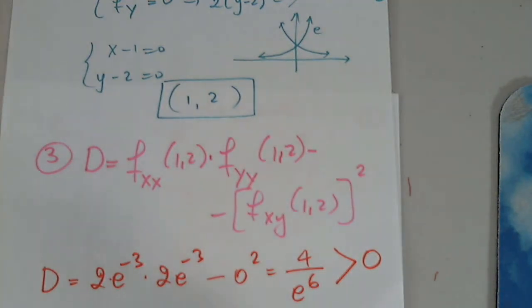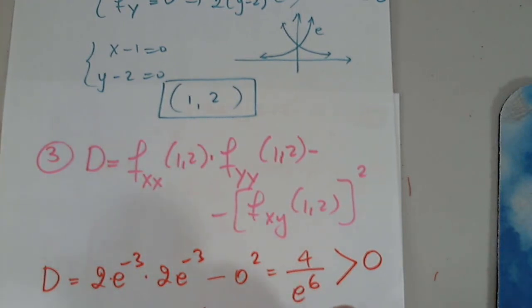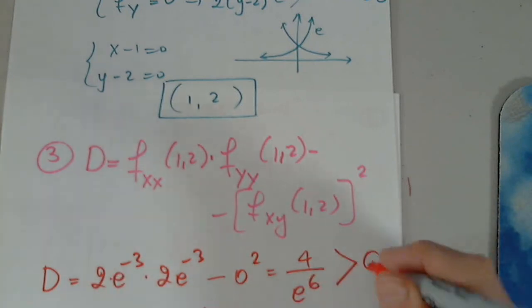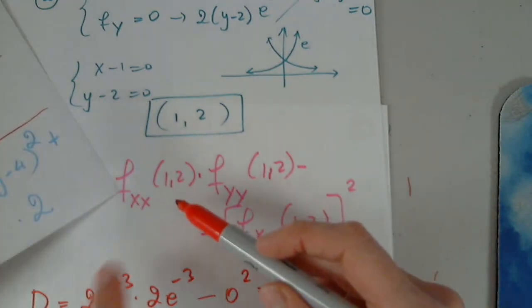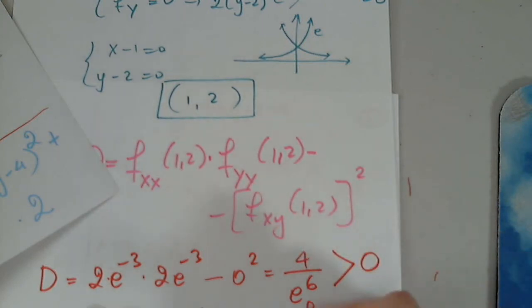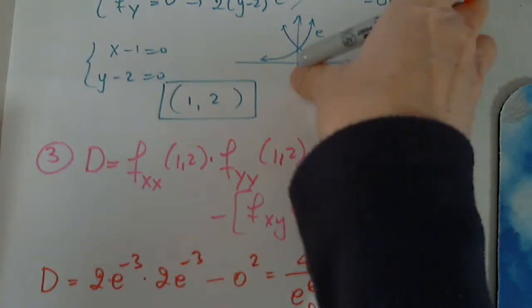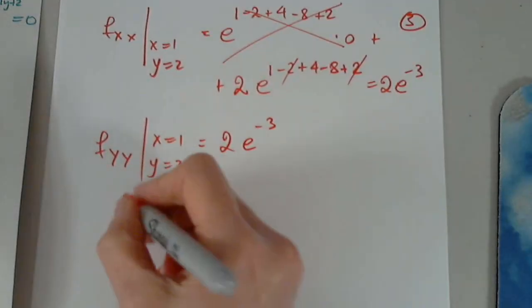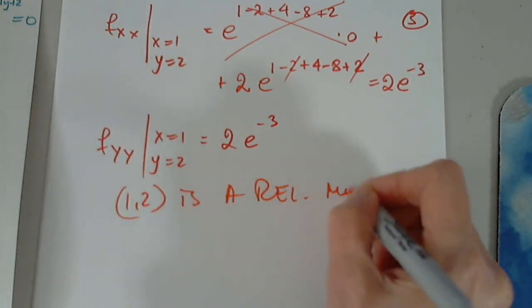this could be a max or a min. Remember, if d is 0, it's a saddle point. If d is less than 0, the test is not applicable. So this is saddle, and this is not applicable. So only when d is positive, we can find a max or a min. But now it depends on the sign of fxx. But since the sign of fxx, we already know, was positive, so fxx at 1, 2 is positive, it clearly states that 1, 2 is a relative minimum.